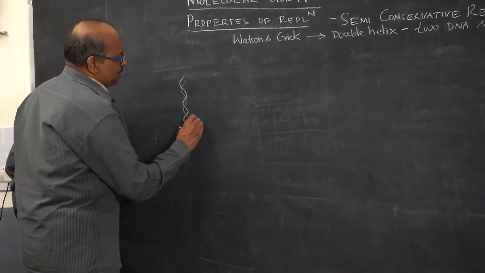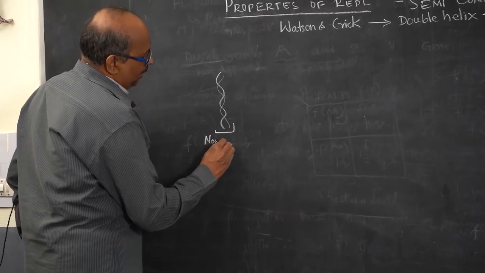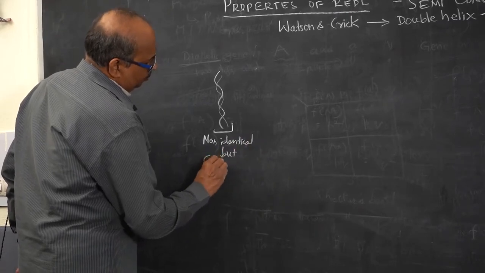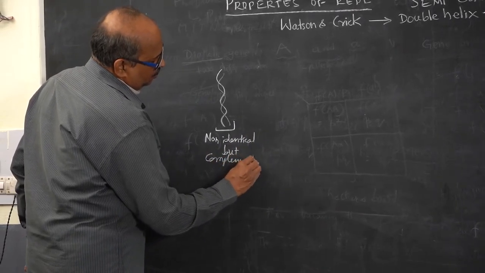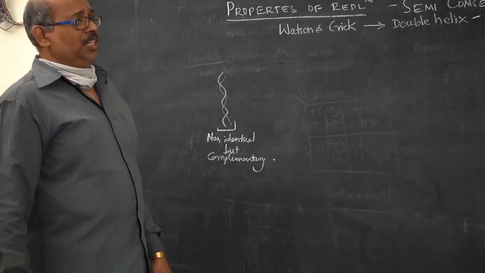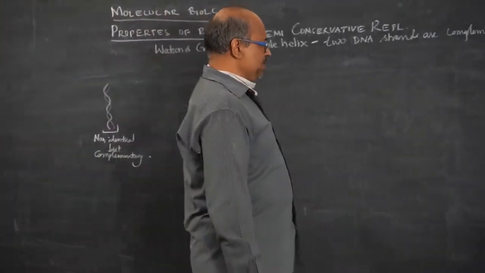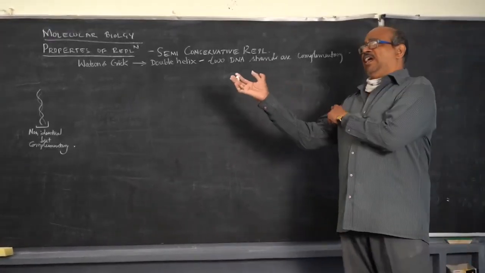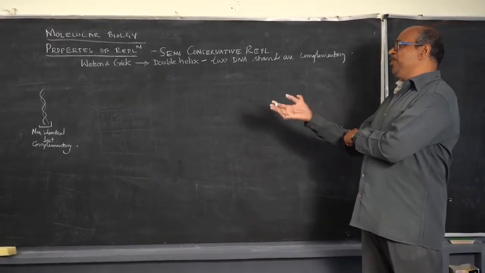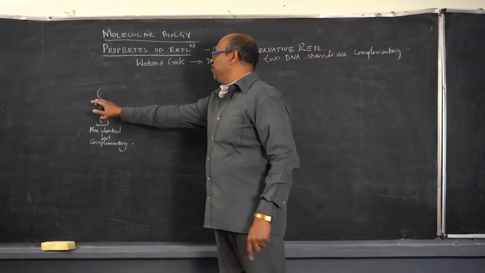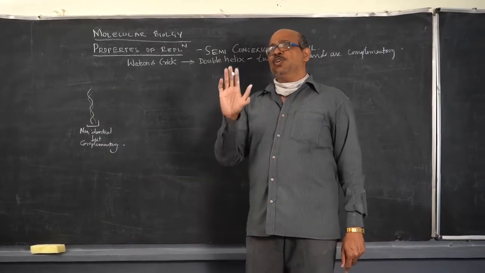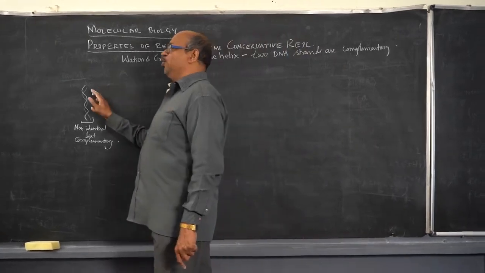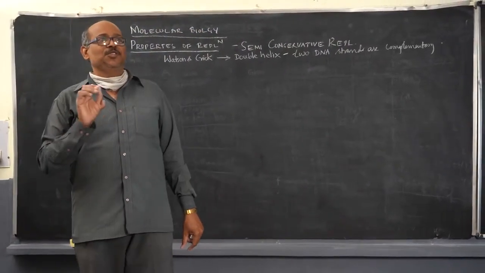So these nucleotides in the strands are non-identical but complementary. That became one of the important features of replication, because when you have semi-conservative replication, you already have a template that can provide you the information for incorporating the nucleotides. That means your new nucleotides are not randomly incorporated. They are incorporated according to what nucleotide is present in the parental strand.